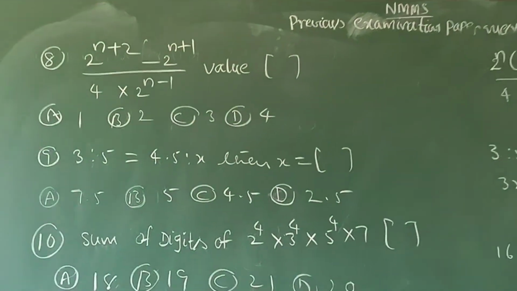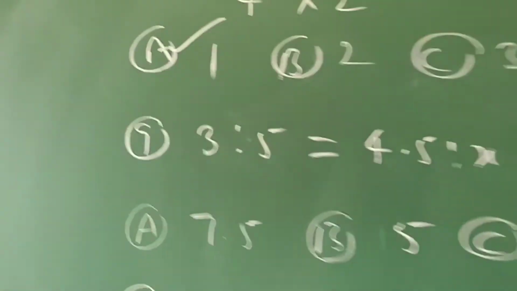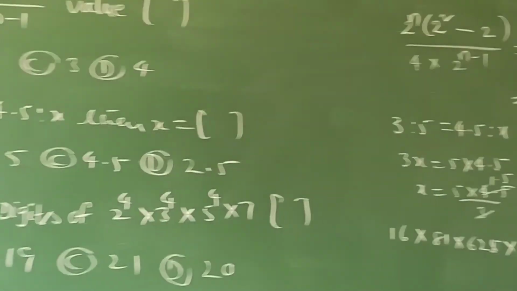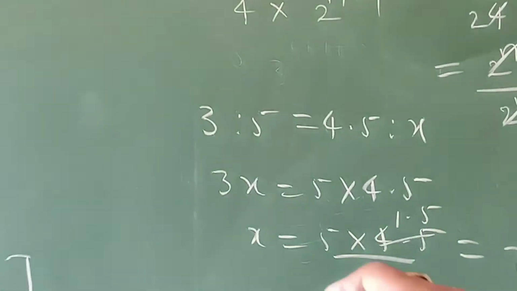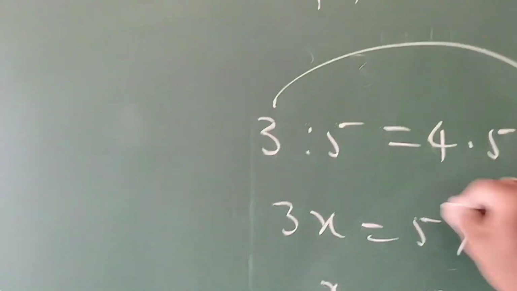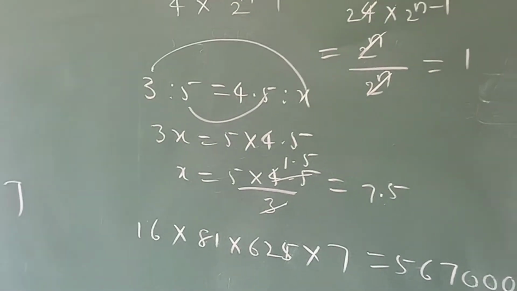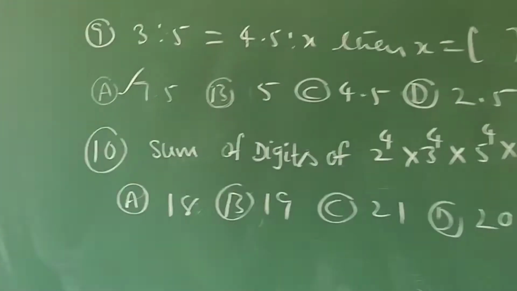Next question. 3 is to 5 is equal to 4.5 is to x. Then x is equal to. So when you observe this one, it is in proportion. Ratios are equal, therefore they are in proportion. Product of means is equal to product of extremes. 3x is equal to 5 into 4.5. So x is equal to 7.5. So the option is A.